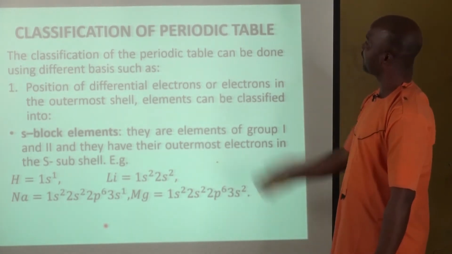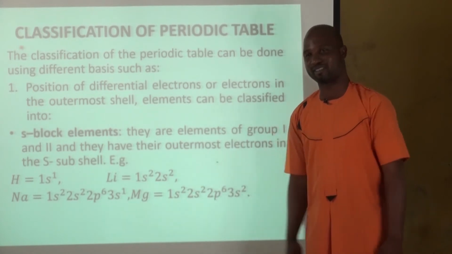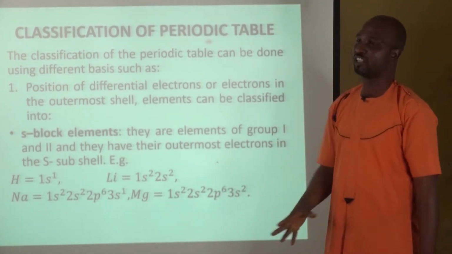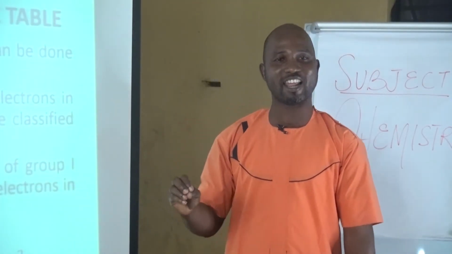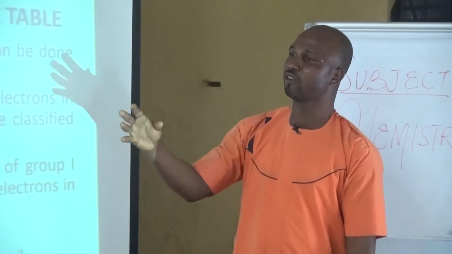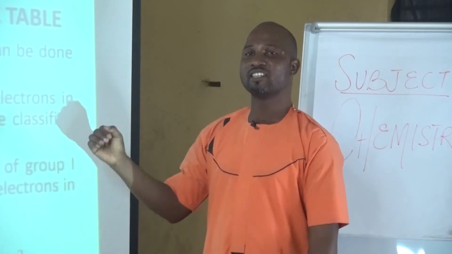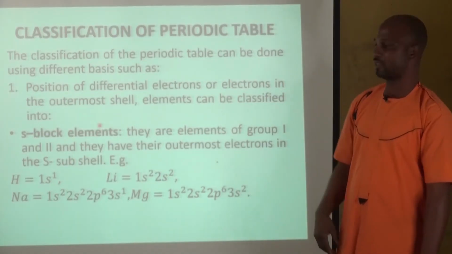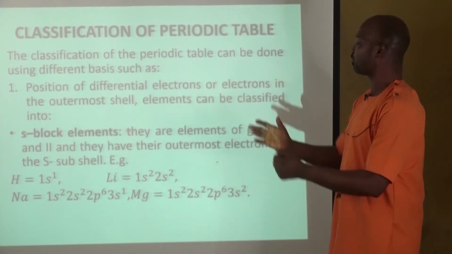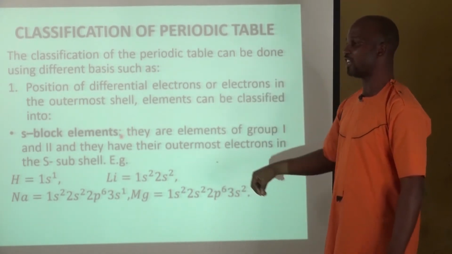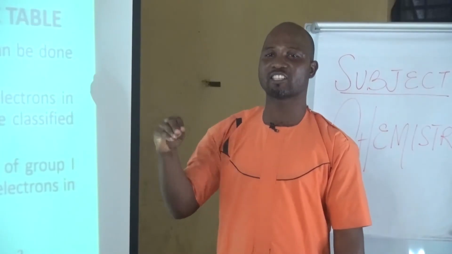Now, I would like to tell you the classification of the periodic table. The periodic table can be classified on several bases, but one of the bases I want to lay emphasis on is the position of the differential electron. The differential electron is usually the electron in the outermost shell. And because of that, elements are grouped into S block elements, P block elements, D block elements, and F block elements. The S block elements have their differential electron, or the outermost electron, found in the S subshell. And that is why the group 1 and group 2 elements are the ones that are called the S block elements.